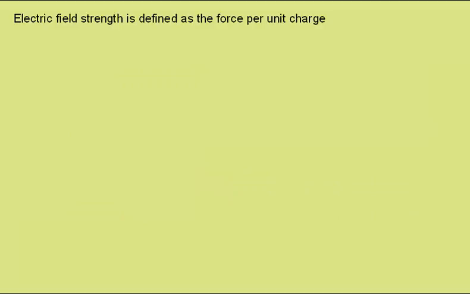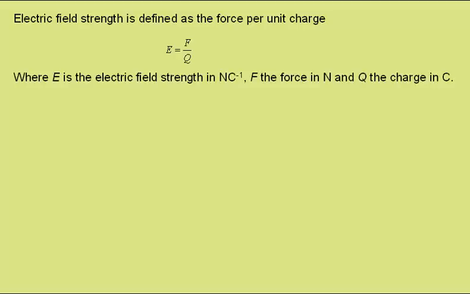Electric field strength is defined as the force per unit charge, which we can write as E is equal to F over Q, where E is the electric field strength, which will be in newtons per coulomb, as F is the force in newtons, and Q the charge in coulombs.